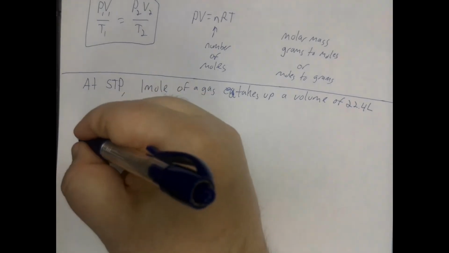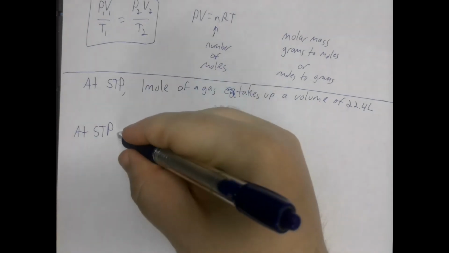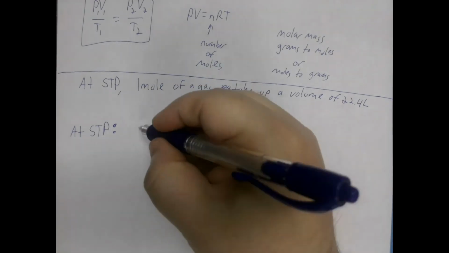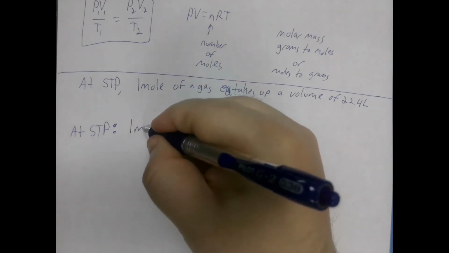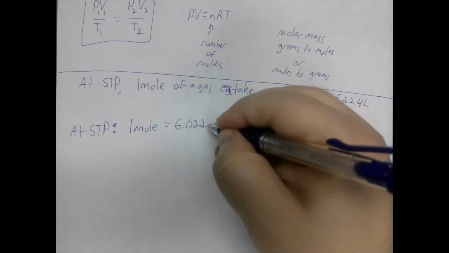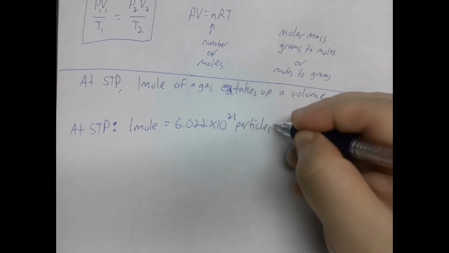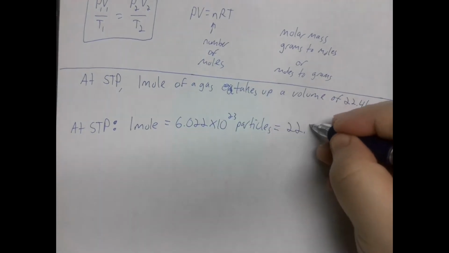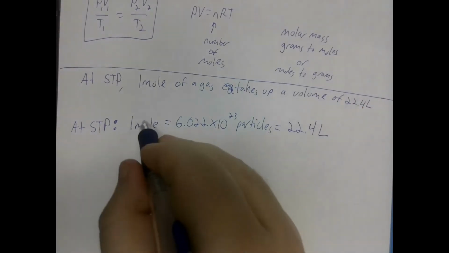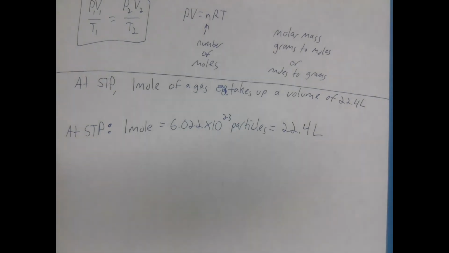So in other words, at STP, 1 mole equals 6.022 times 10 to the 23 particles equals 22.4 liters. We have conversion factors between moles, particles, and liters.